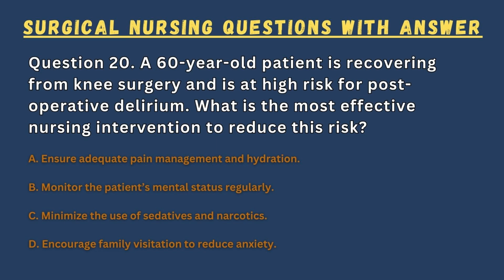Question 20. A 60-year-old patient is recovering from knee surgery and is at high risk for postoperative delirium. What is the most effective nursing intervention to reduce this risk? A. Ensure adequate pain management and hydration. B. Monitor the patient's mental status regularly. C. Minimize the use of sedatives and narcotics. D. Encourage family visitation to reduce anxiety.